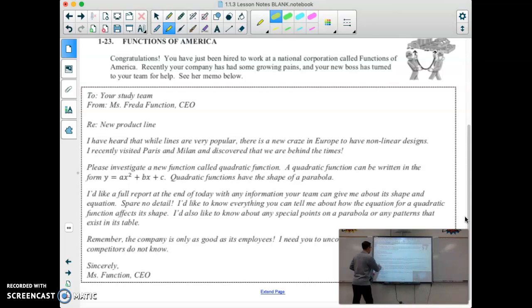A quadratic function is something that looks like this: y equals ax squared plus bx plus c. And again, when we graph a quadratic function, it is going to have the shape of a parabola. So we are going to make a full report on parabolas so we can let the CEO of Functions of America know all the details that she needs to know about our parabolas.